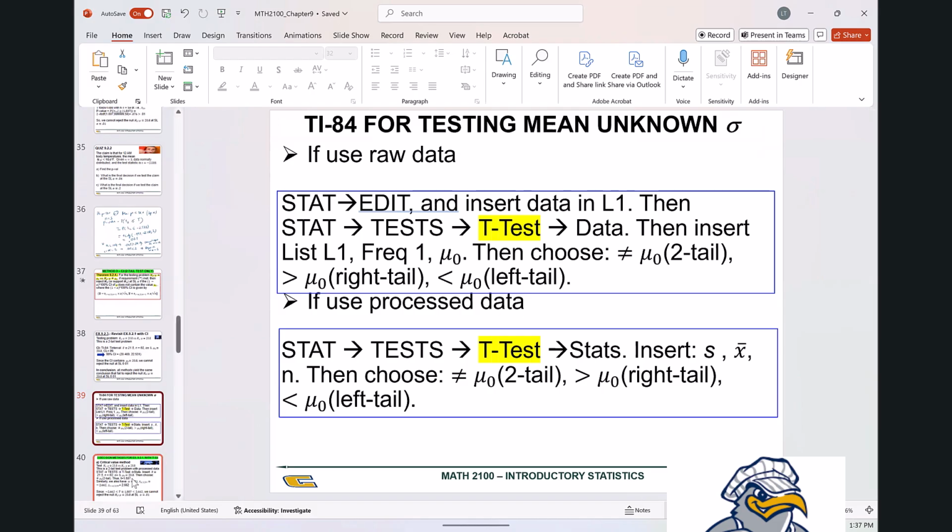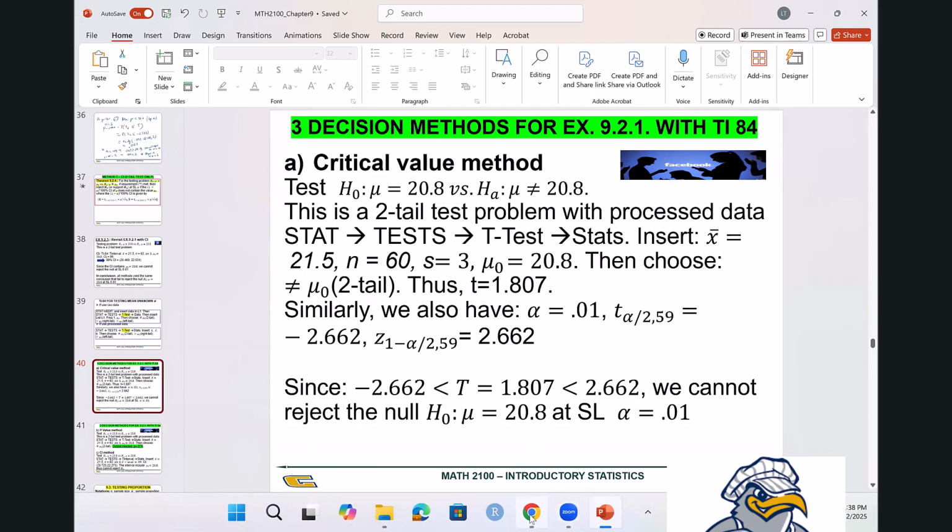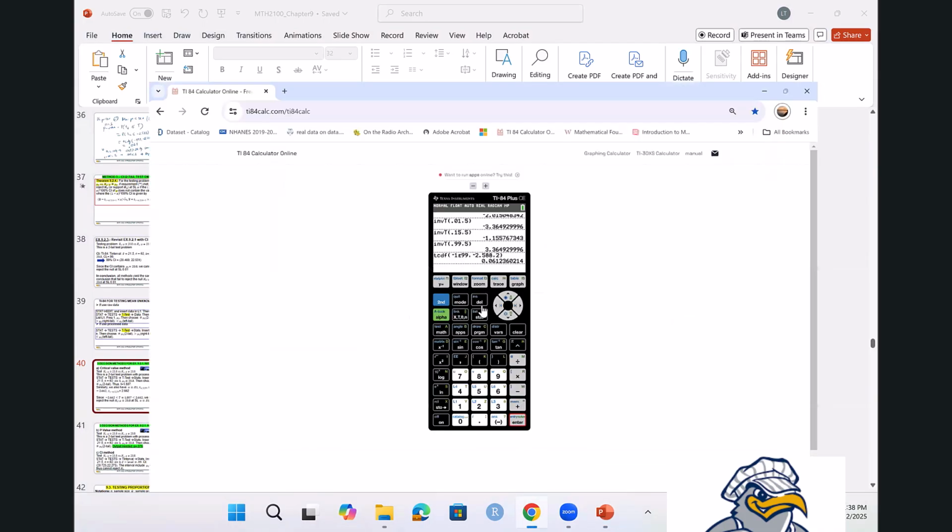Okay, so let us go through the Facebook example together and see how we are going to use the TI to process this testing problem. So we have mu naught is 20.8. The mean time from the data is 21.5. S is 3 and n is 60. So let us plug in the processed data together.